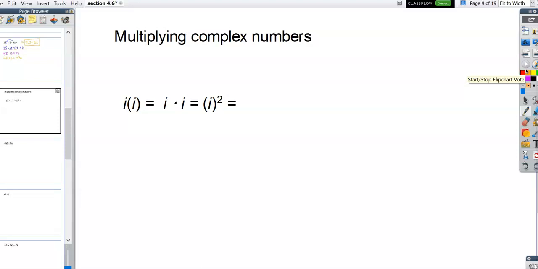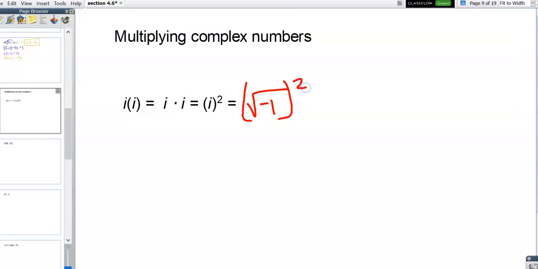When we multiply complex numbers, if you take i times i, that's the same thing as i squared, which is the same thing as the square root of negative 1 squared. And anytime you have a square root that you're squaring, the square root goes away, and then we're left with negative 1. So anytime you have i times i, it always equals negative 1.